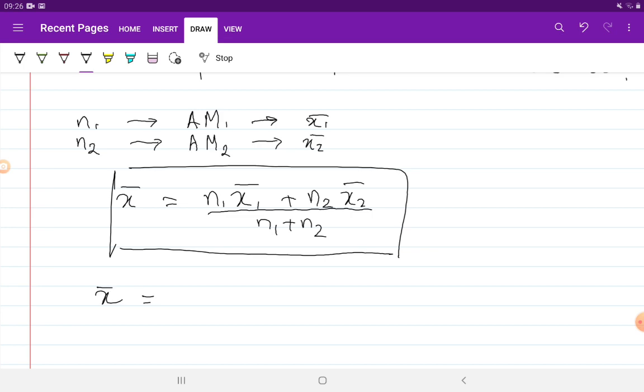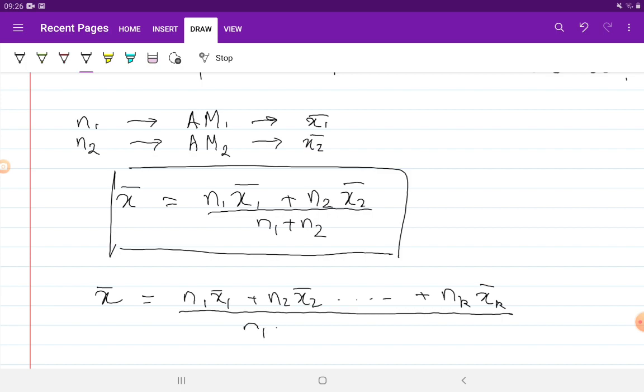Your mean of the combined population would be n1 x1 bar plus n2 x2 bar and so on. Say we have k groups, nk xk bar, and in the denominator you will have n1 plus n2 etc. till nk. Right? So this formula is quite helpful.